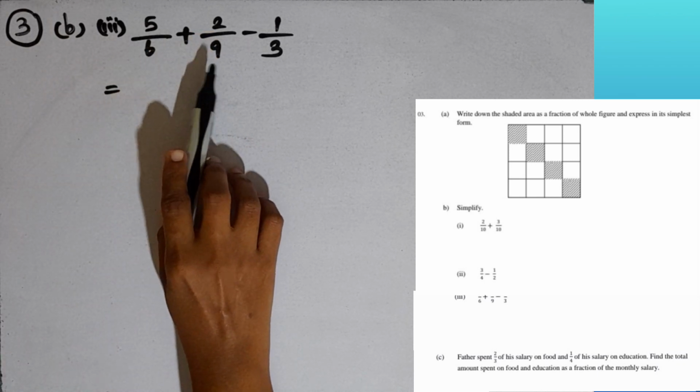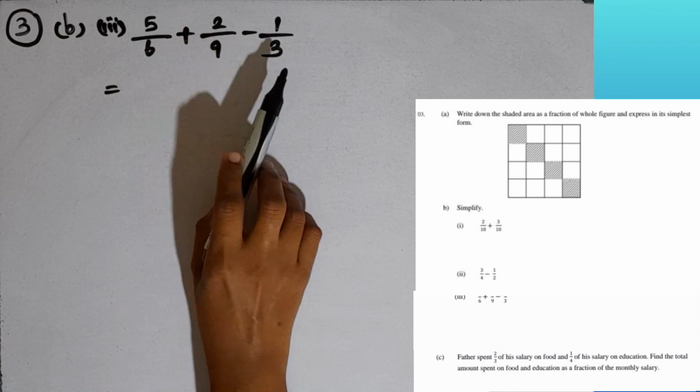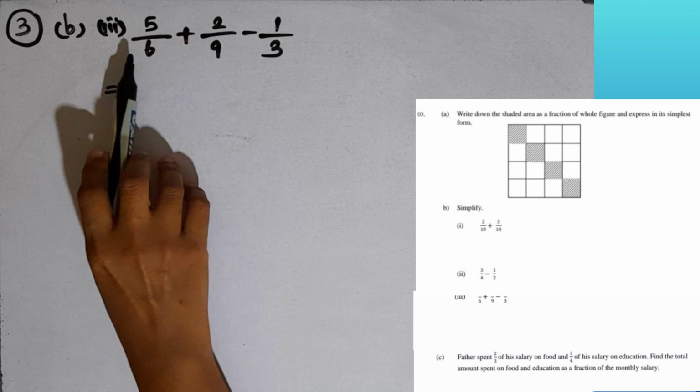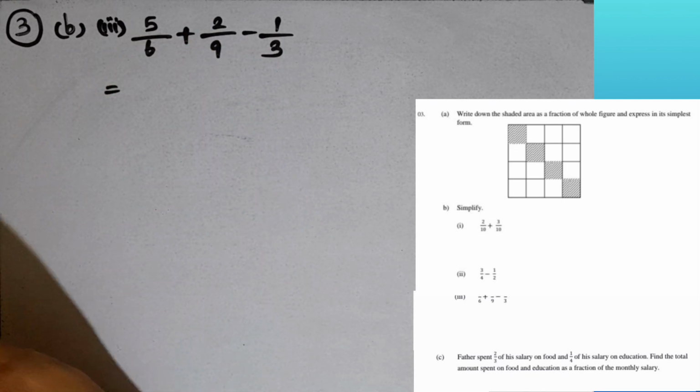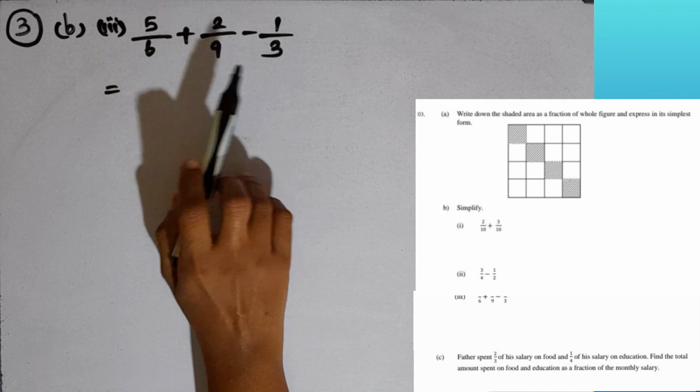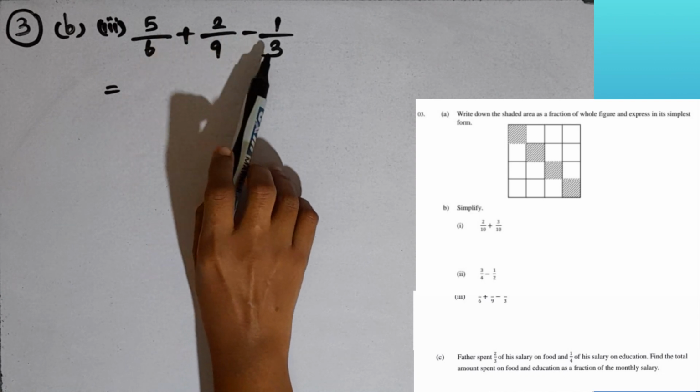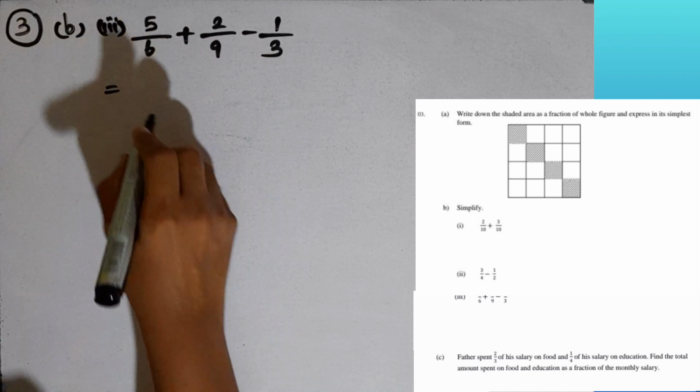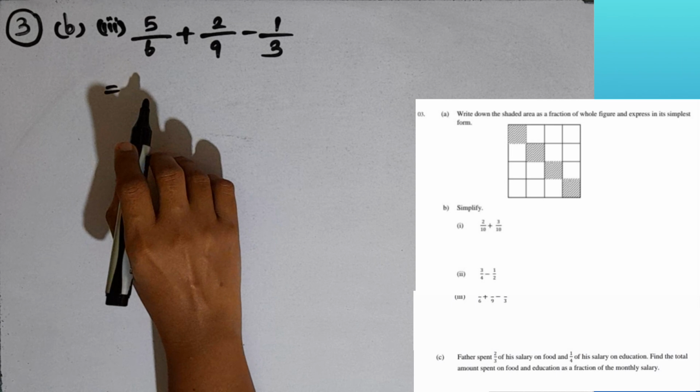So we are taking the multiples of 9. 9 times 1 is 9. It is not divisible by all the numbers. 9 times 2 is 18. That is divisible by all of these. So 18 is the common denominator.